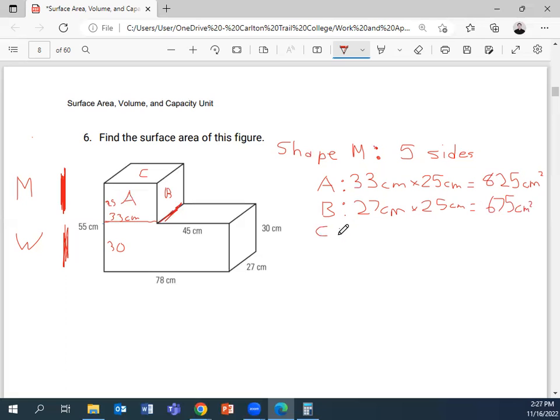And then for side C, what two numbers do I multiply there? 33, 27. So yeah, 33, we know that's the base. So that's the base on A, it's going to be the top of A too. I hope that makes sense where we're getting these numbers here. So 33 times 27 centimeters.